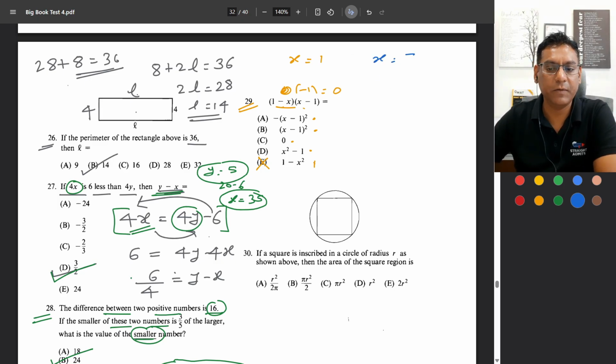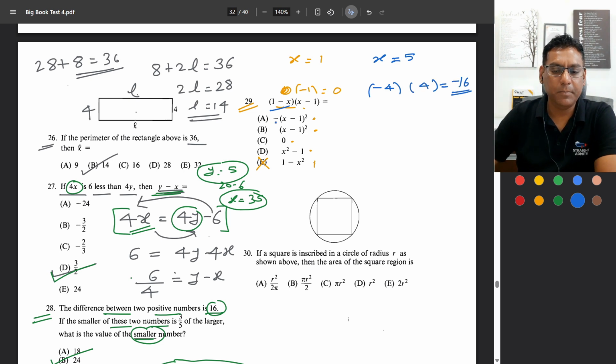Let's say x is equal to 5. Okay, so what do I get? 1 minus x is minus 4. X minus 5 is 4. So I should get minus 16 somewhere. Okay. What do I get here?